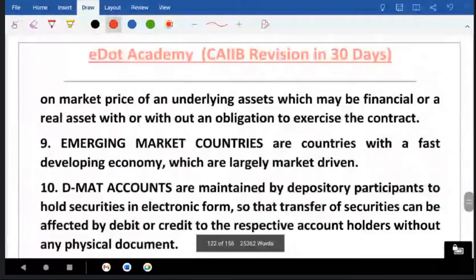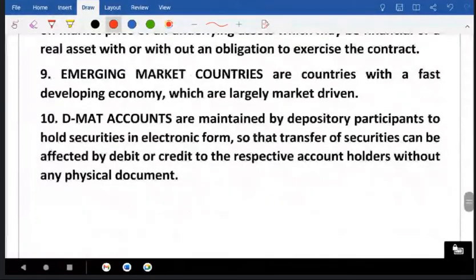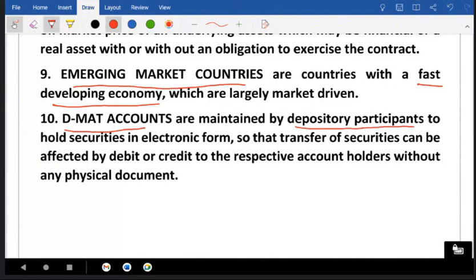Okay, now next, emerging market countries are fast developing countries which are largely market driven. Like India, India is a very fast developing country, so it is called an emerging market country. Okay, and demat account, everybody knows that shares and securities are held in a demat account only, maintained by a depository. I gave the example NSDL and CDSL, to hold securities in electronic form only. Now no physical movement is there, you will not get any paper out of that, so transfer of securities can be effected by debit and credit to the respective account holder without any physical document.